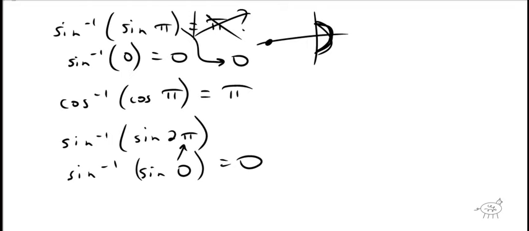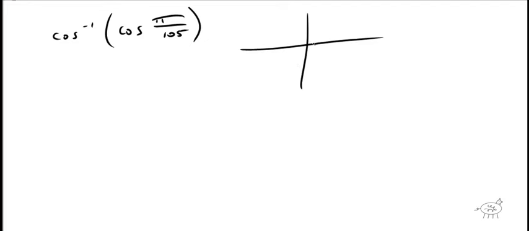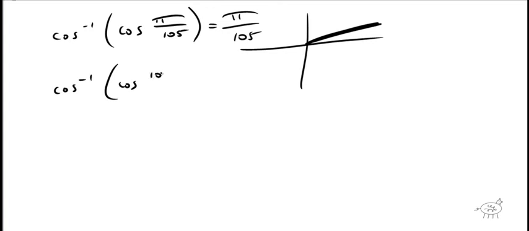Okay. Let's do a few more here. How about inverse cosine of the cosine of pi over 105? Is that in range? Sure is. Isn't pi over 105 almost at 0? So the answer is pi over 105. It's all in range. How about this one? Inverse cosine of the cosine of 104 pi over 105. Is that in range? Sure is. It's right about here, almost at pi. So it is 104 pi over 105.